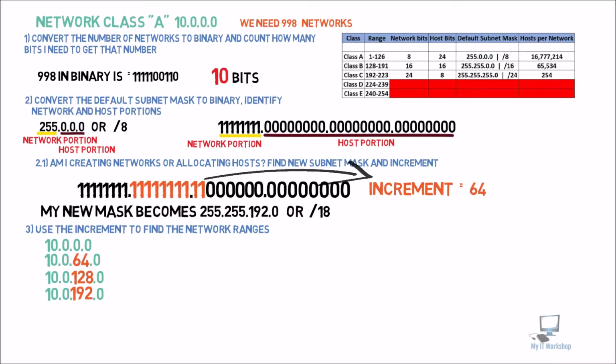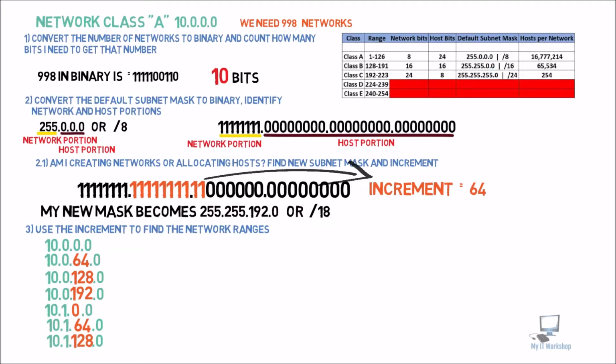So what happens when this case comes into place? Well, we go to the next octet, which is the second, and that becomes 1. So 10.1.0.0, and we continue on with the increment. The next one is going to be 10.1.64.0. The next one is going to be 10.1.128.0, and so on. We can continue doing the networks, which are going to be a lot.